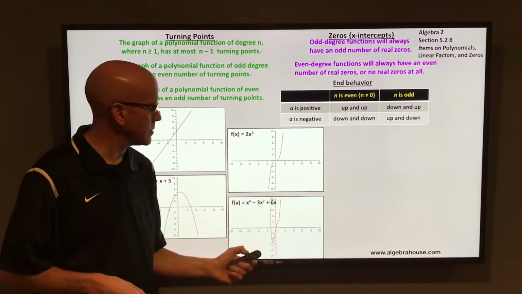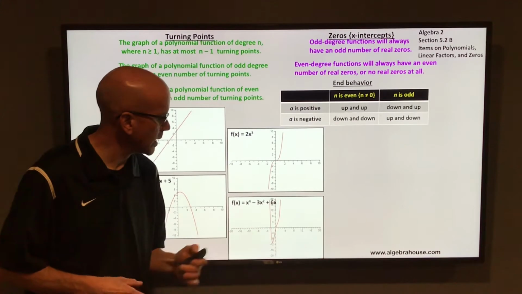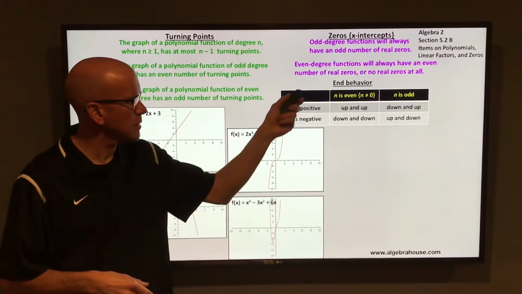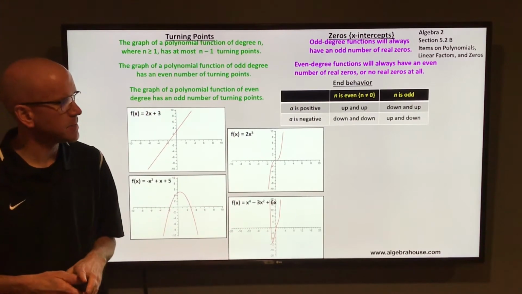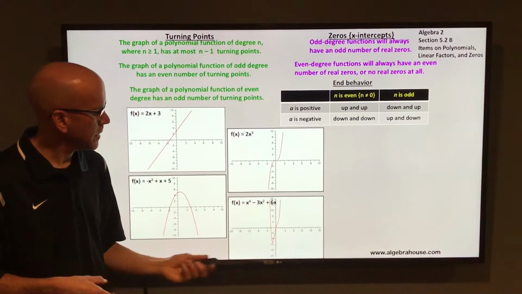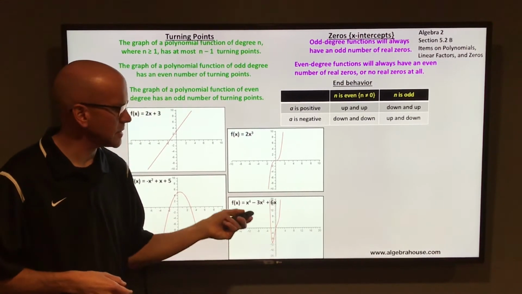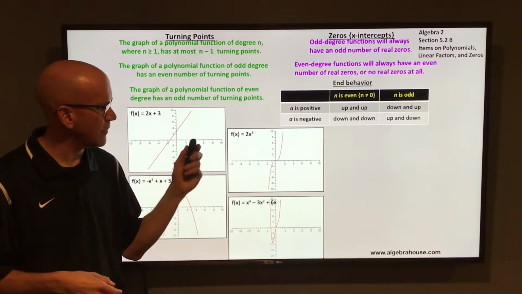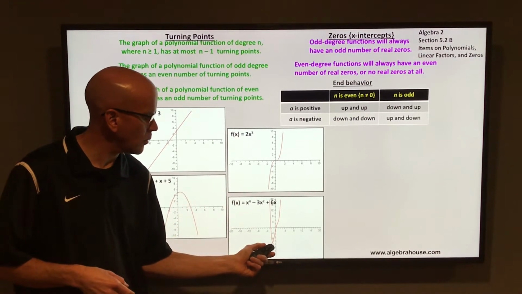As far as the x-intercepts, you can see that there are two x-intercepts. That is an even degree function with two x-intercepts, or an even number of real zeros. And the turning points, there is just one turning point on this. This is an even degree function. It should have an odd number of turning points. There is just one turning point.